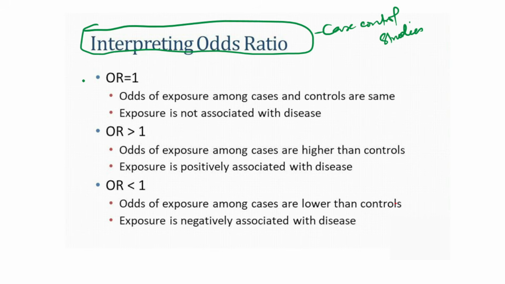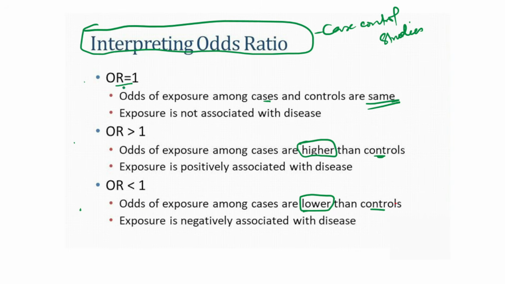If the odds ratio is equal to 1, more than 1 and less than 1, what does it imply? If the odds ratio is equal to 1, it implies that the odds of exposure among the cases and controls are the same. If the odds ratio is more than 1, then the odds of exposure among the cases are higher than the controls. And if the odds ratio is less than 1, the odds of exposure among the cases are lower than the controls.